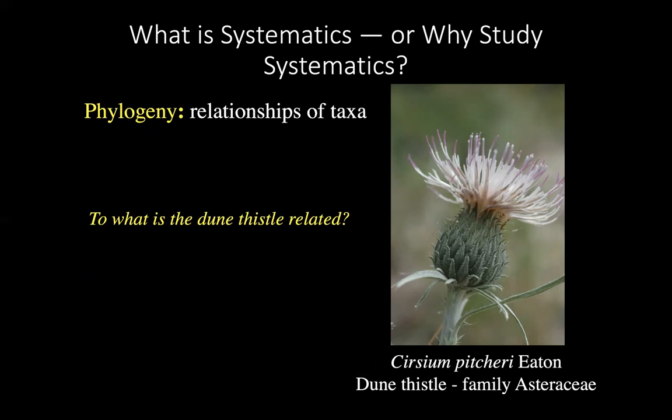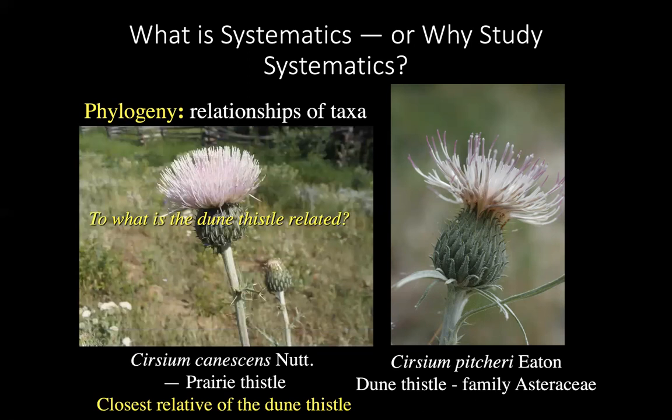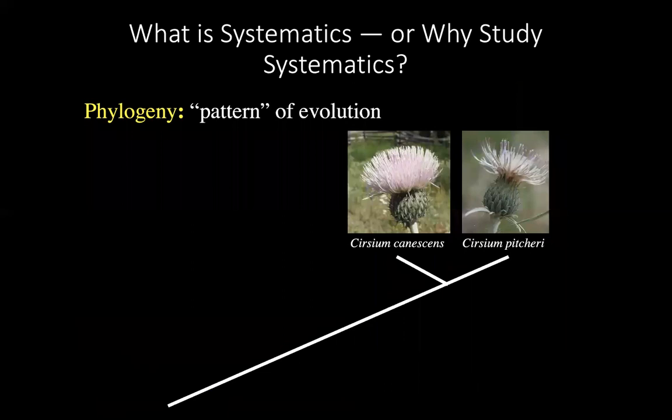Okay, so phylogenetics would then say, to what is this dune thistle related? Who are its relatives? What is the relative order of common ancestry that it shares with other things that are alive today? It turns out that this much meatier, chunkier friend, Cirsium canescens, the prairie thistle, has been determined to be the closest relative of the dune thistle. You can see the close resemblance between them, even without knowing the technical terms. So you would say they are sister species, the two closest relatives depicted in a phylogeny.